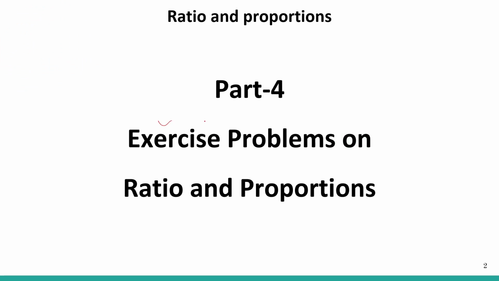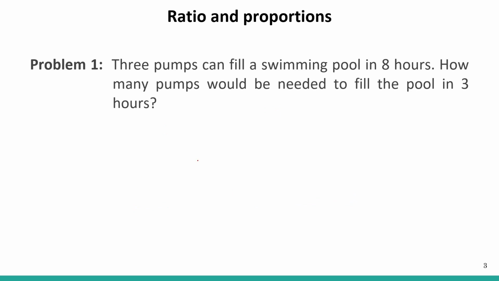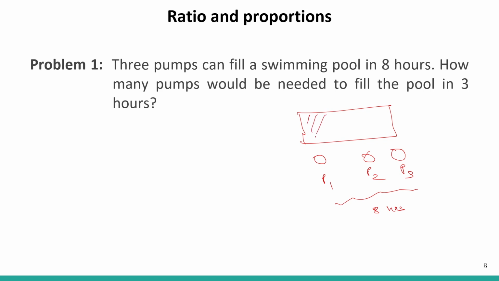So we'll be covering exercise problems on ratio and proportions. Let's start from problem number 1. There are 3 pumps that can fill a swimming pool. So you have a swimming pool, and there are 3 pumps, P1, P2, P3, and cumulatively they take 8 hours to fill the swimming pool.